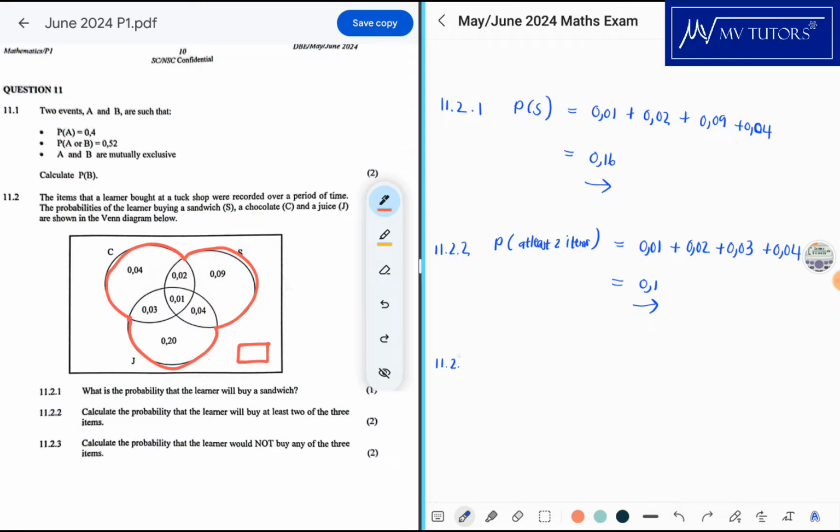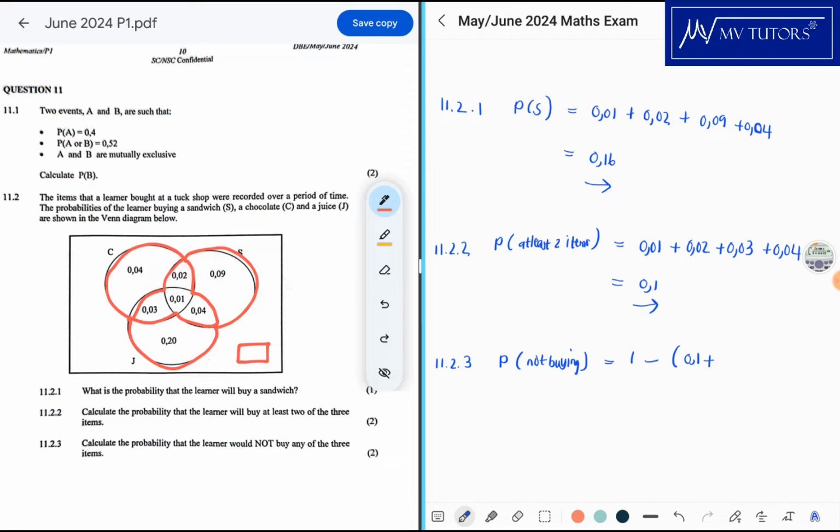So probability of not buying anything, because you're just not in the mood. We're going to say 1 minus, and we're going to add everything up inside. I already know that the intersections are equal to 0,1.